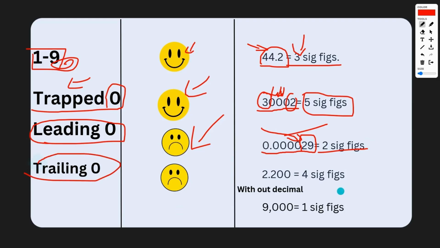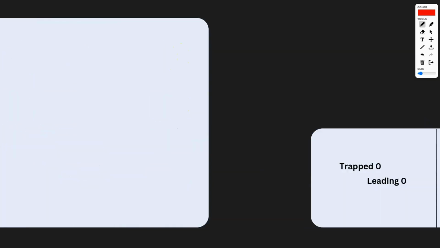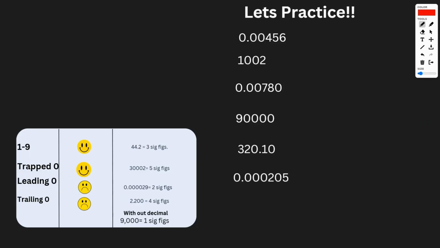Trailing zeros. There are two kinds. Trailing zeros are not significant, but if they have a decimal point, then they will be significant, like 2.200, which has four sig figs. But instead of a decimal, if we put a comma there, the zeros that follow the non-zero number are not significant. So this only has one sig fig. In the next slide, we'll practice some of these together.